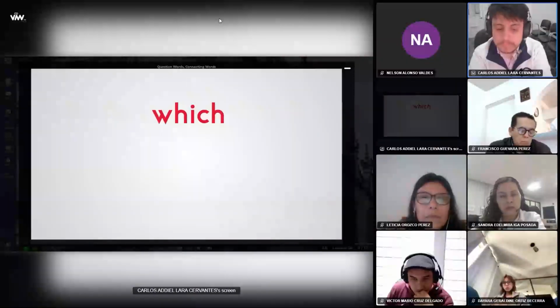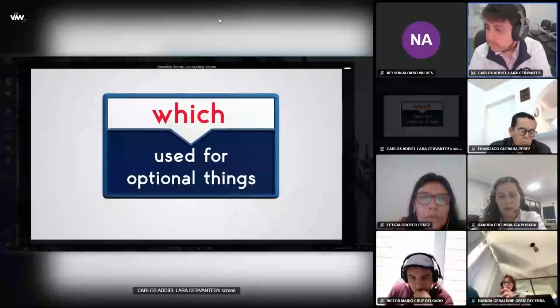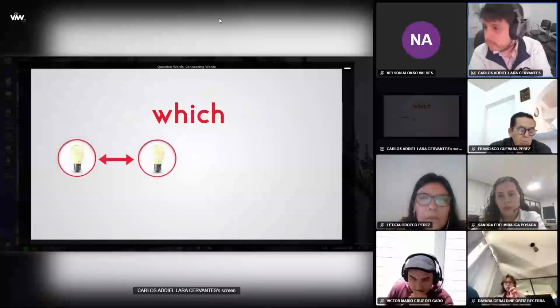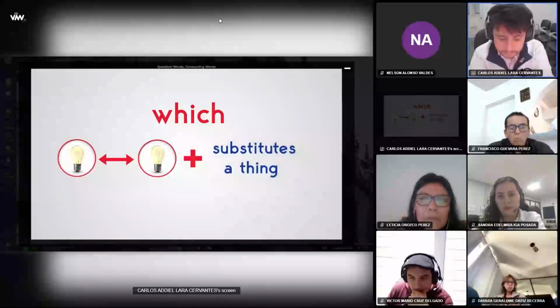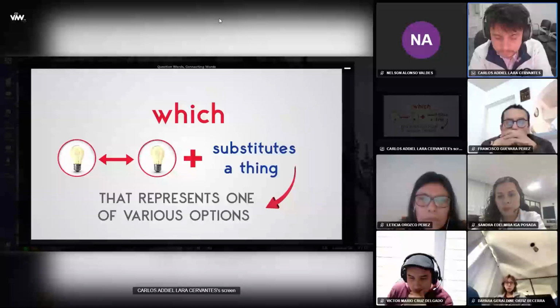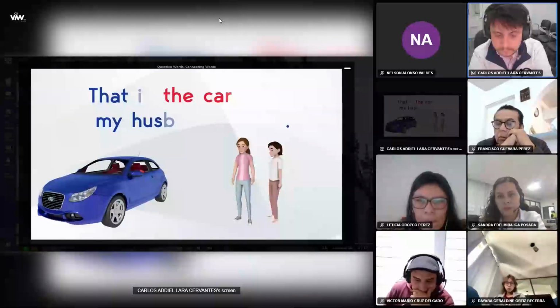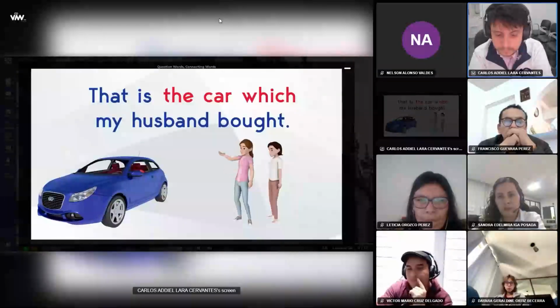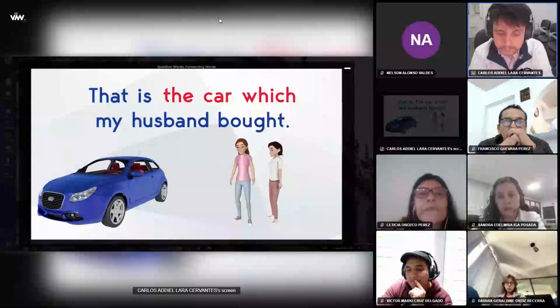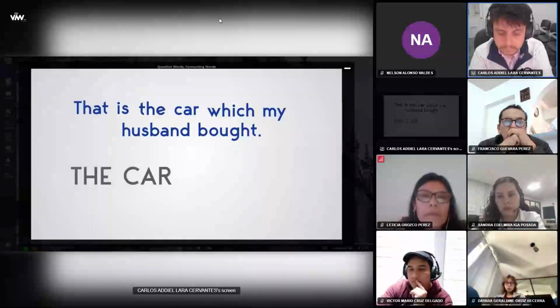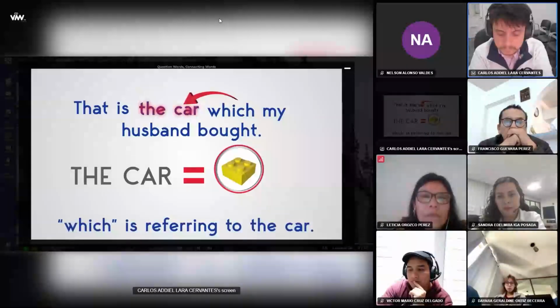Which. Which is used for optional things. It connects two ideas and substitutes a thing that represents one of various options. That is the car which my husband bought. The car is a thing, so which is referring to the car.